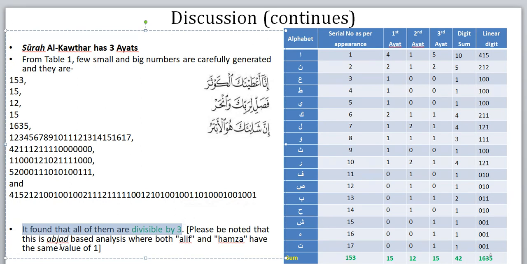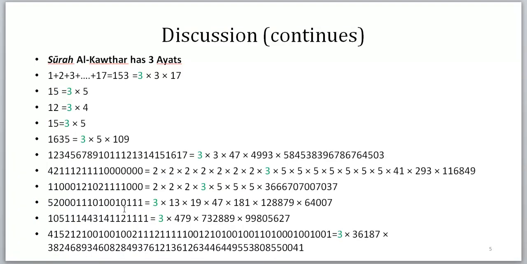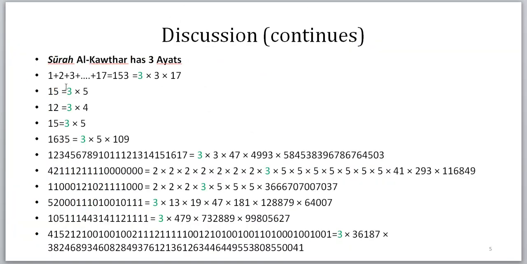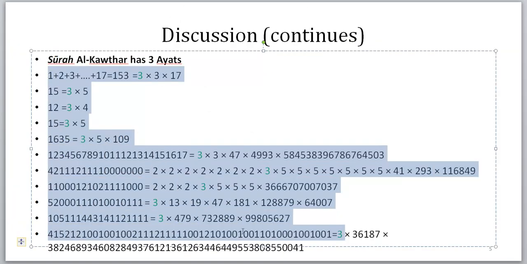Please note that this is abjad based analysis, where alif and hamza have the same value, that means they are considered the same. And this is the calculation. If you want to check them thoroughly, you will find this also.